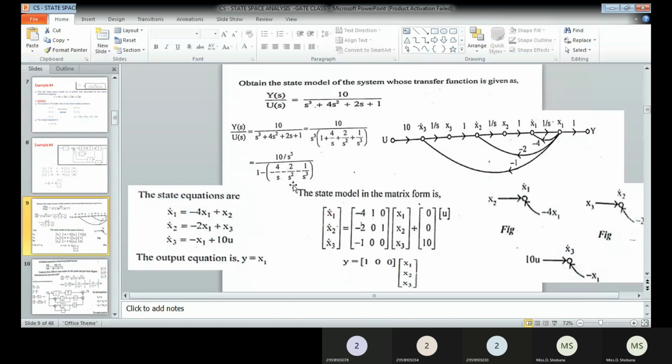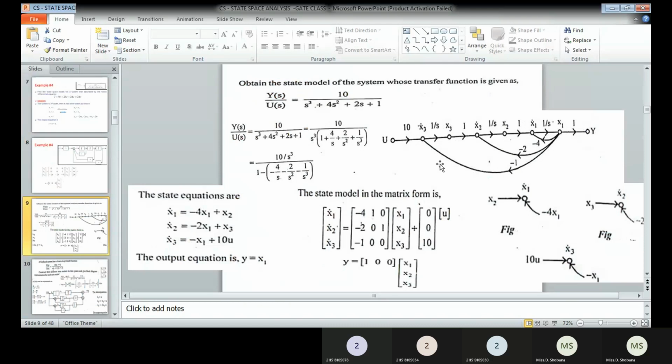For 2 divided by s square, two 1 by s have to be connected in the feedback. So the last 1 by s and the previous 1 by s, two 1 by s, are connected together, and the feedback gain is drawn as minus 2. And then 1 divided by s cube: all three 1 by s are covered, so we can draw the feedback gain as minus 1. So the signal flow graph has been constructed.